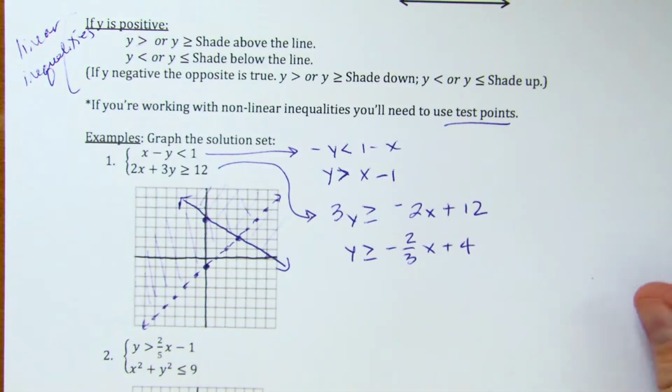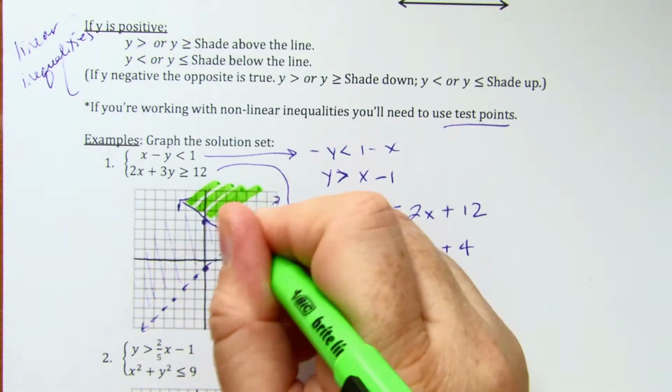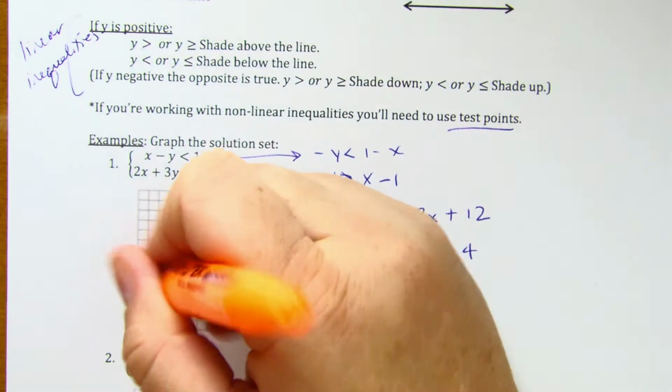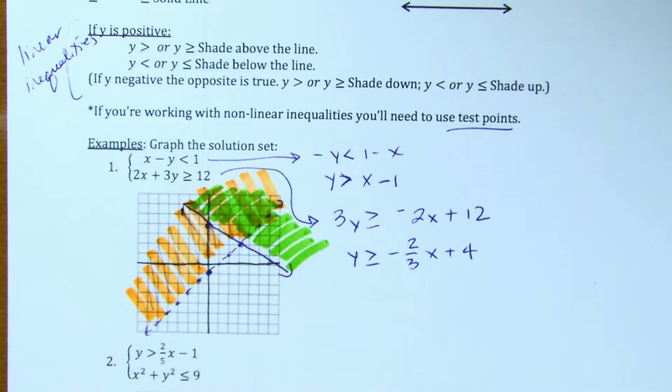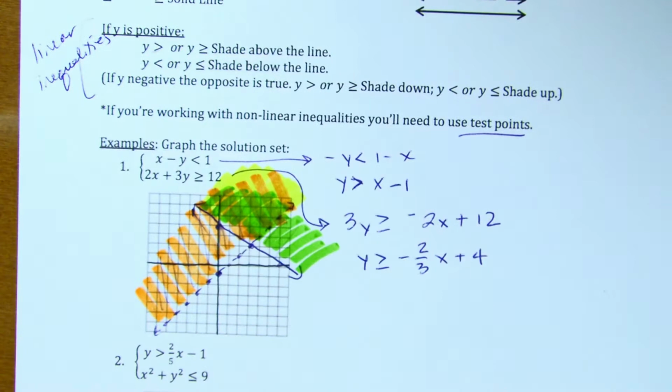So when we're doing these, I really like using different color highlighters because I think it's easiest to tell where the overlapping area is, and that's where our solution is. So this one was above this line, and this one was above this line. So what we're interested in is this overlapping area here. This is what my solution is. Okay.